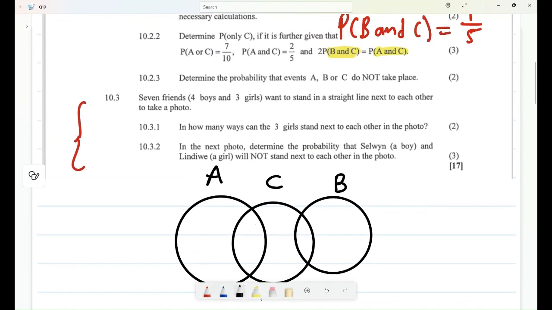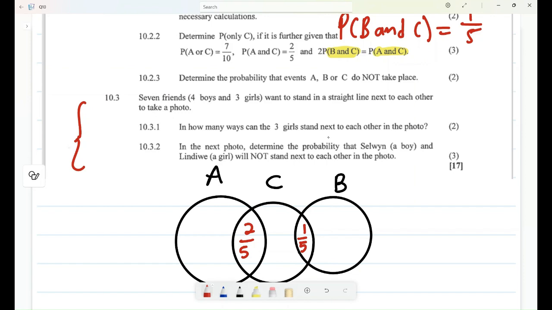Why did I not say A, B, and C? It's because I have to check the intersections now. Which one intersects with which one? We have A and C. Probability of A and C we have. Probability of B and C we have here. So if you did A, B, and C in that order, you're going to struggle. So now let's fill up what we have. Probability of A and C is 2 divided by 5. Probability of C and B, BC, is 1 divided by 5. Remember, I just calculated that.